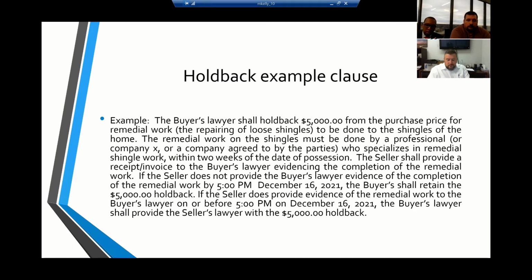Sorry, we've enunciated that. How much is the holdback? $5,000. What is the work to be done? So I've said remedial work, and I've put in brackets loose shingles. It's very important to detail what exactly has to be done. If it's changing a whole roof, loose shingles. Not to say you've got to count the shingles, for example, but say maybe loose shingles on the north side of the roof, or whatever.